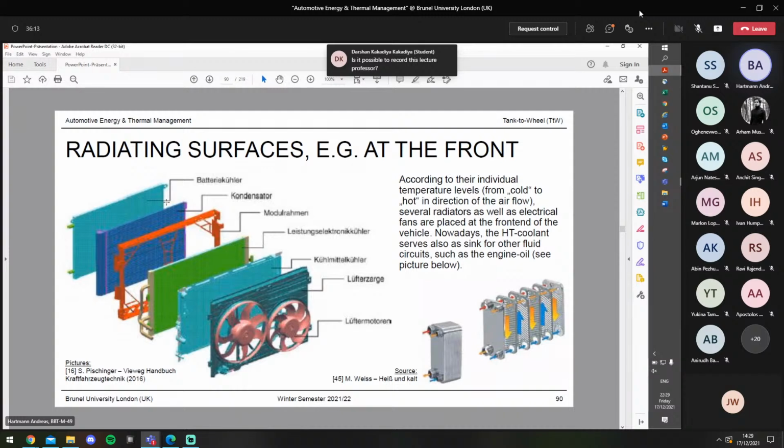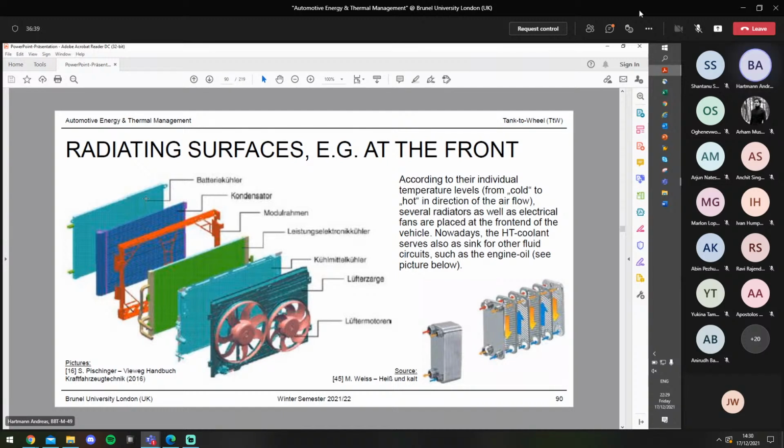So at the very beginning there must be the coolest fluid, and then step by step you increase the temperature, because if you do it another way, then you would just heat the following radiators with the hot air of the first radiators. So always from cold to hot in the direction of the airflow. So this is very important.